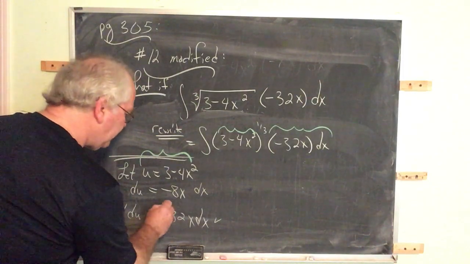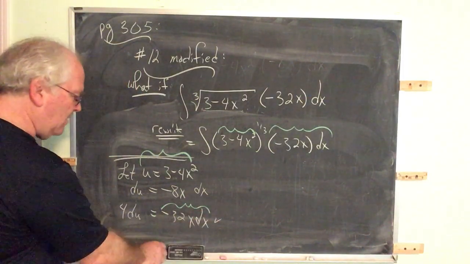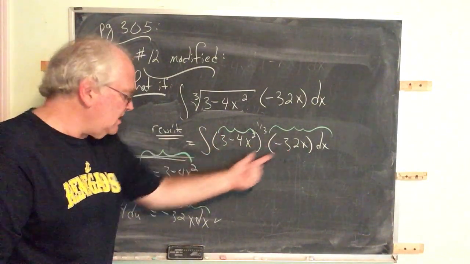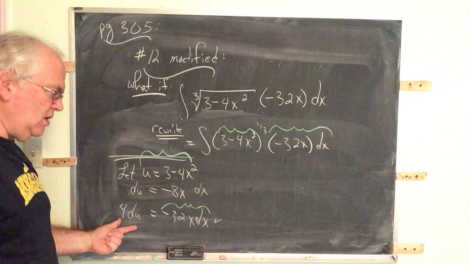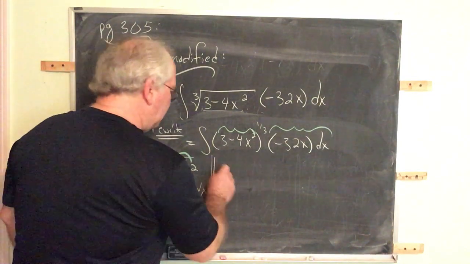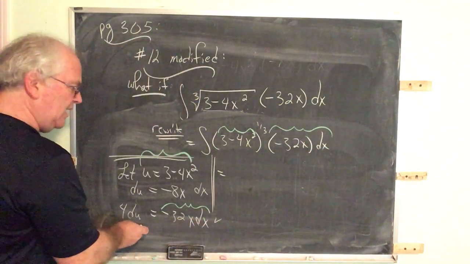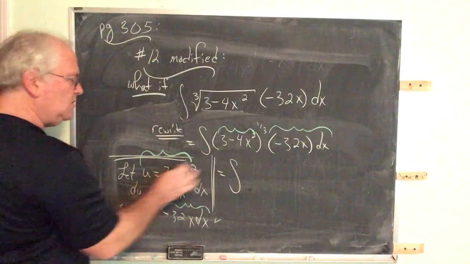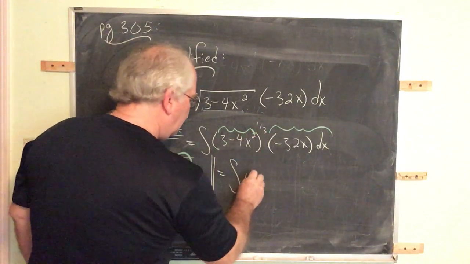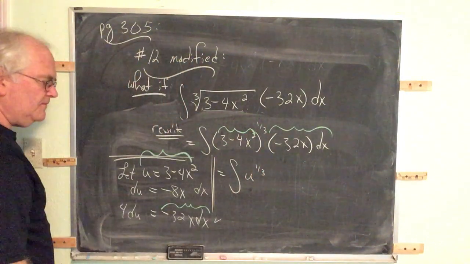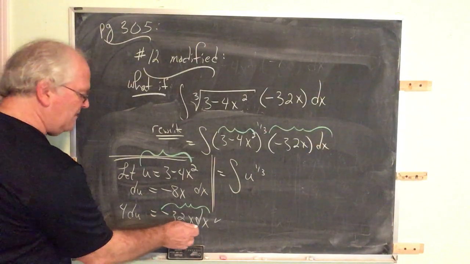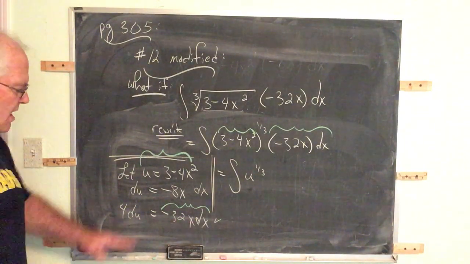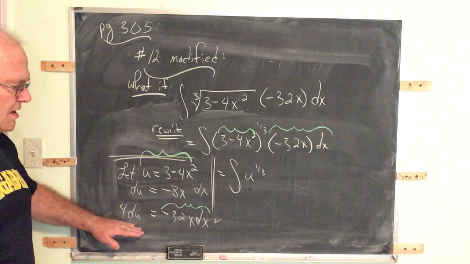This part has now been accounted for. This piece is accounted for by u. This piece is accounted for by 4 du. So now the question is, how do you translate this expression into the u language? Integral of. This translates as u. So instead of garbage to the 1/3, this is u to the 1/3. And instead of all this mess, negative 32x dx, how do you translate that into the u language? That translates as 4 du.